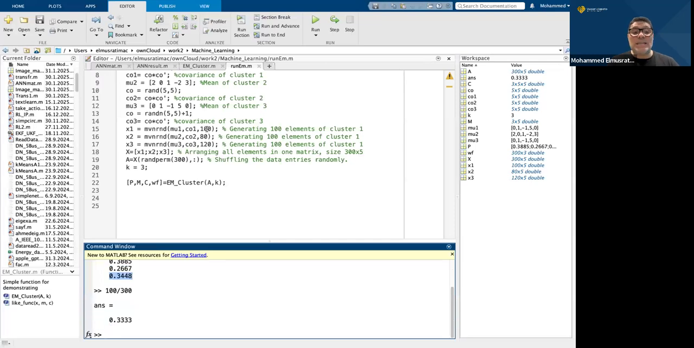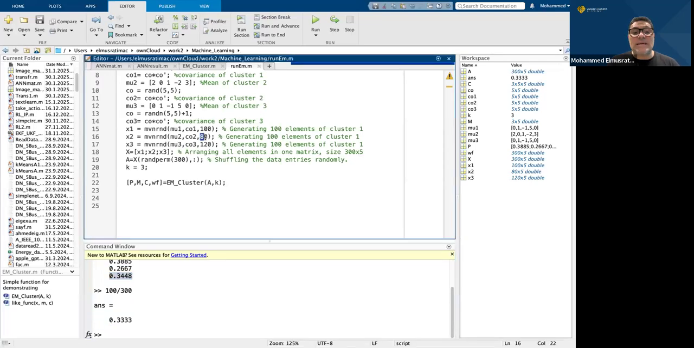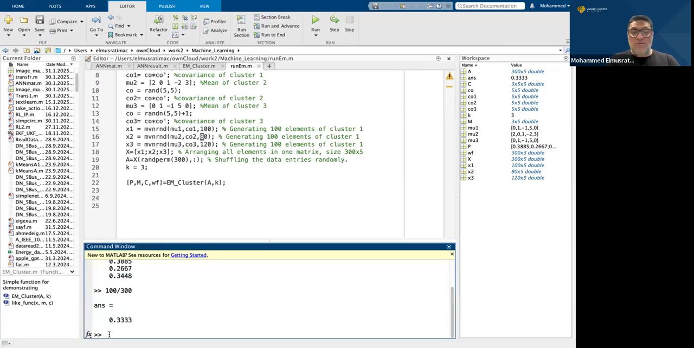Okay, now the third one is 80. So in the 80 case, we have 80 divided by 300. So the probability should be 0.2667. It gives 0.2667, exactly the same. Actually, it is amazing. It gives the exact value. Most likely, it has grouped all data from this cluster correctly.